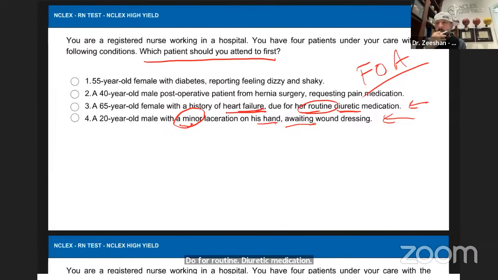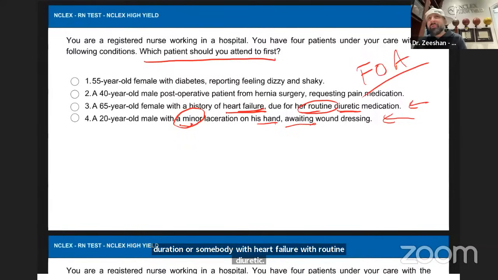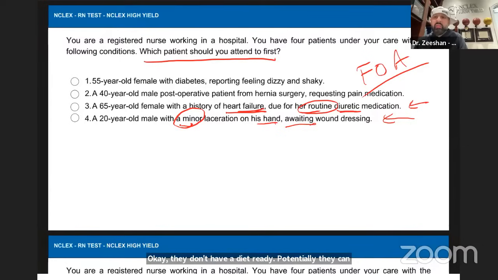Ooh. Now, I could say neither, but I have to choose one over the other. Which one am I going to be more concerned about? Minor laceration or somebody with heart failure with routine diuretic? Okay, if they don't have a diuretic, potentially they can start developing that fluid overload, right? With a minor laceration, I've got to debride it, clean it. I got to ask them if they've had a tetanus shot, depending on how they got the laceration. I got to see if they need an x-ray. Whoa. That's a lot of stuff I got to do for a minor laceration before I even think about this person being in trouble.